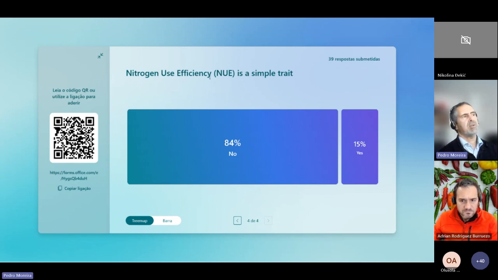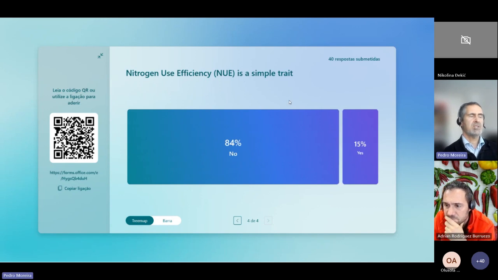And then nitrogen use efficiency is a simple trait, and generally is a more complex trait because it's related with several other traits.